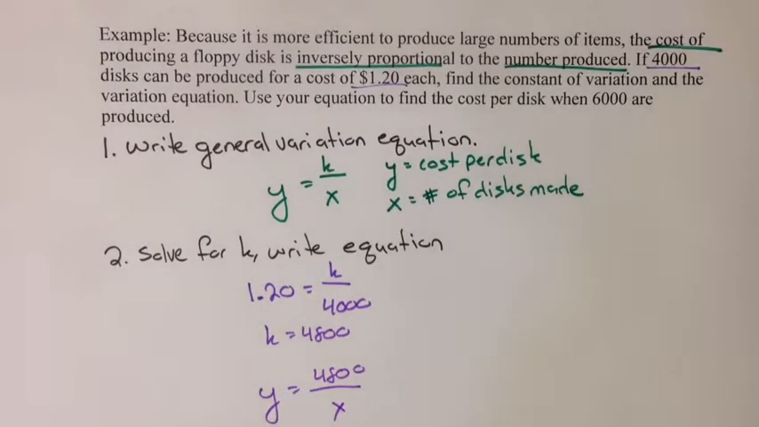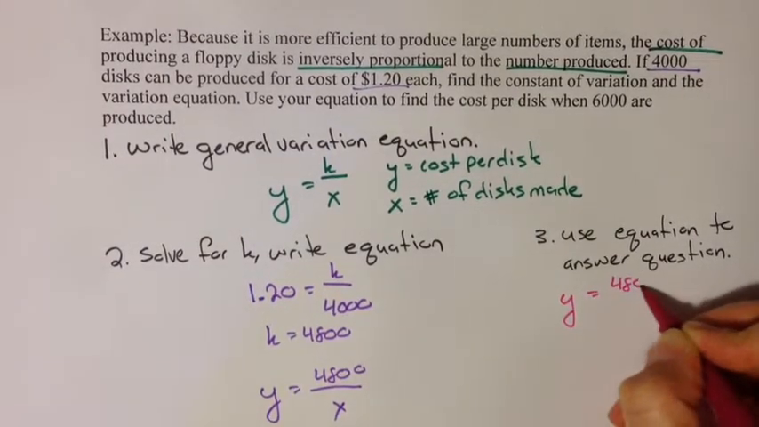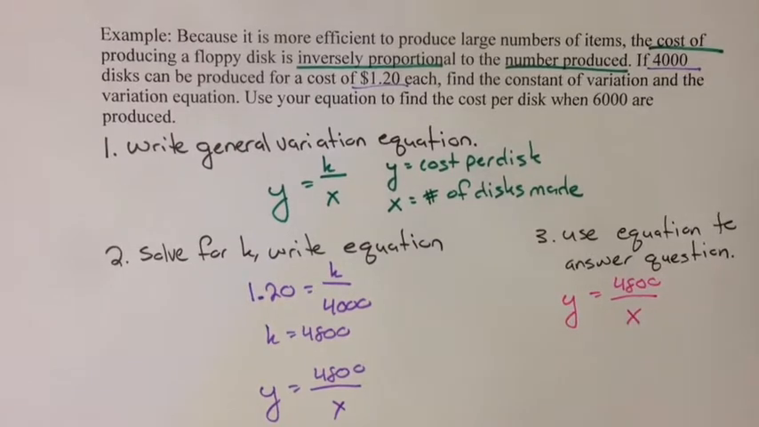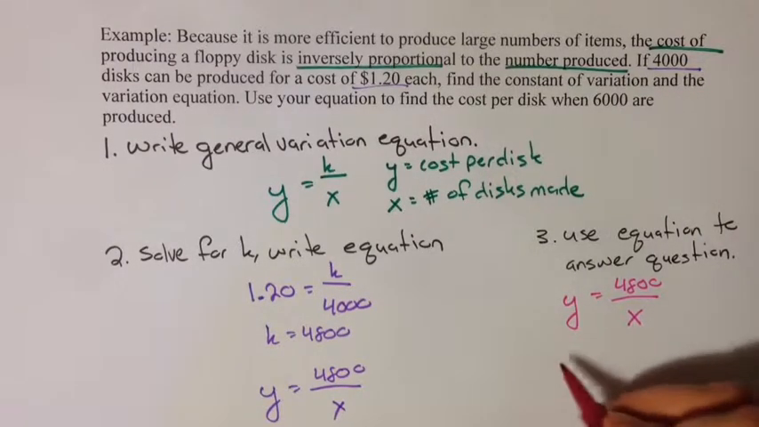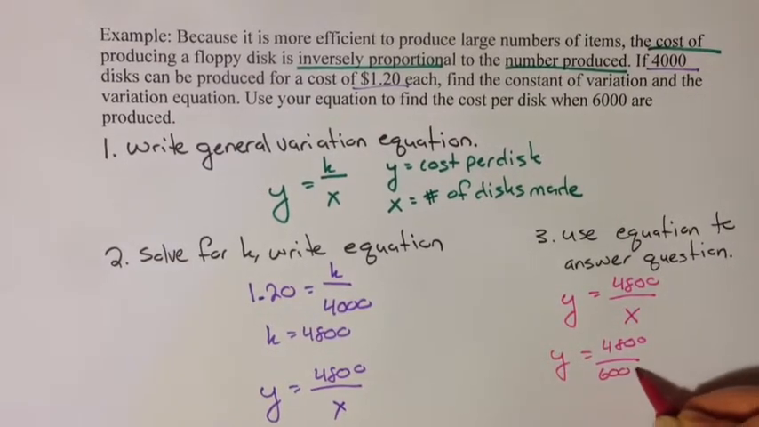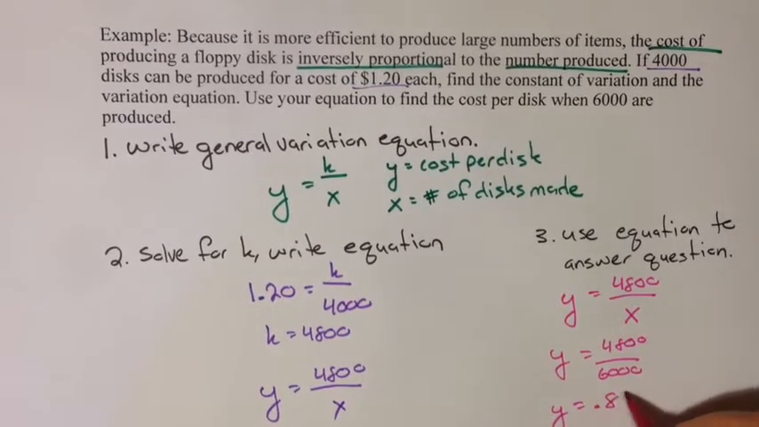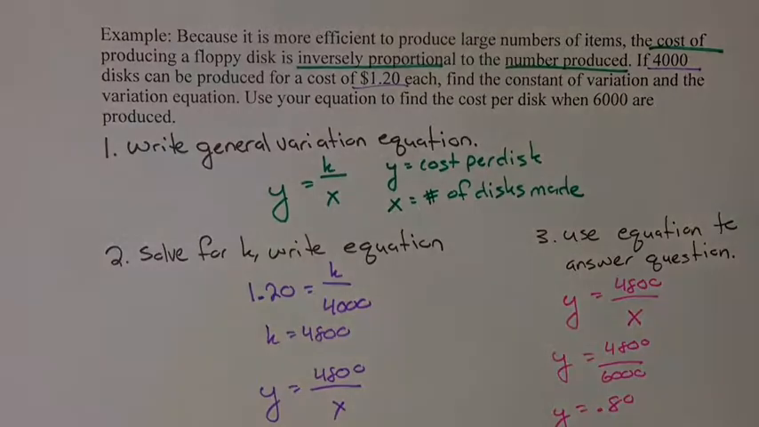My last step now is to use my equation to answer the question. So I'm going to take my equation, cost equals 4,800 divided by number of disks made. I'm being asked to answer the question, if I produce 6,000 disks, what's the cost per disk? So I take my 6,000, plug it in for x, and then see what my y turns out to be. Looks like 80 cents. So if you're producing 6,000 disks, it only costs 80 cents per disk.